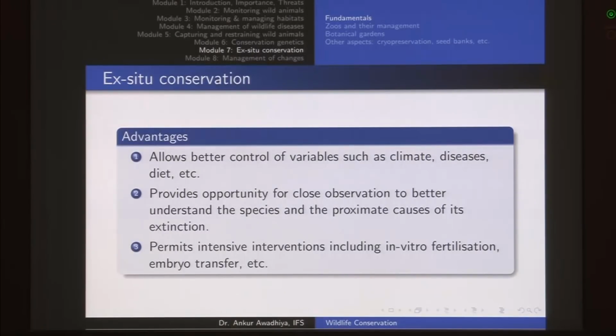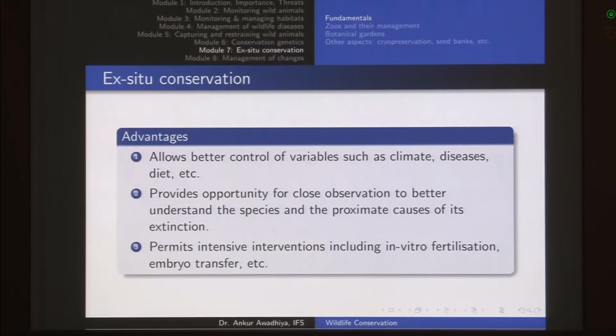Now it also provides an opportunity for close observation to better understand the species and the proximate causes of its extinction. When we talk about in-situ conservation, we get to know more about the natural behaviors, but those behaviors are also more difficult to observe because in-situ conservation areas like reserves are large areas and your animals are there in a lower density. In the case of ex-situ conservation, your facility is small and there are more animals, so you can do a more intense, closer observation to understand the species and the proximate causes of its extinction.